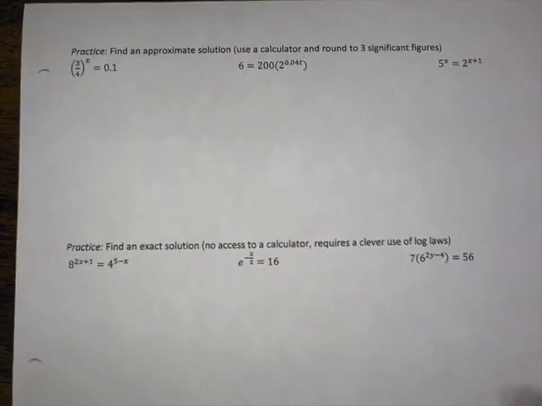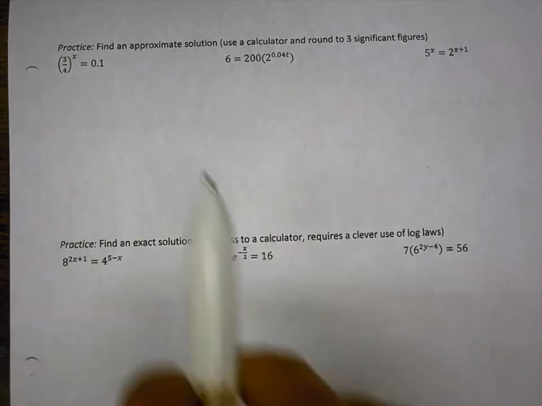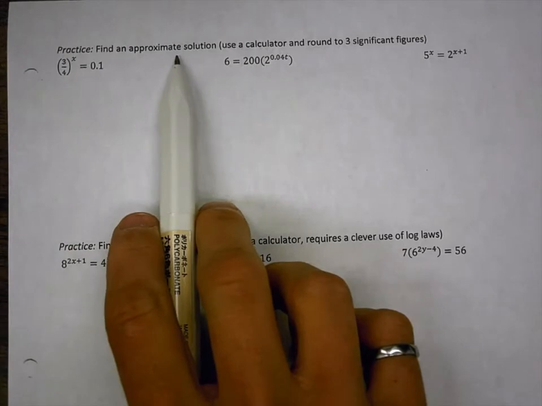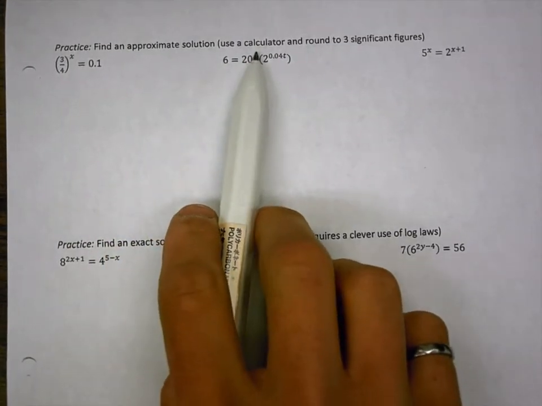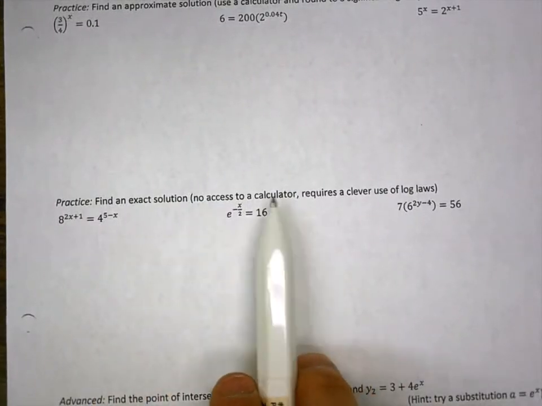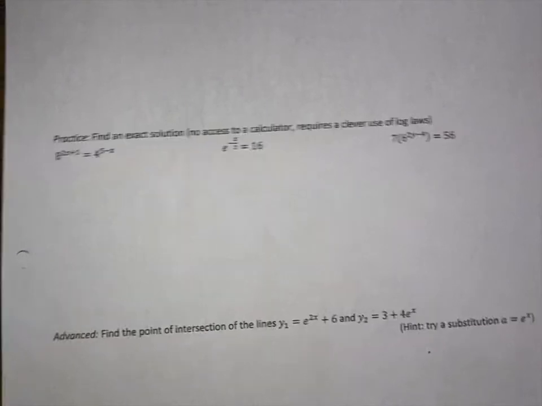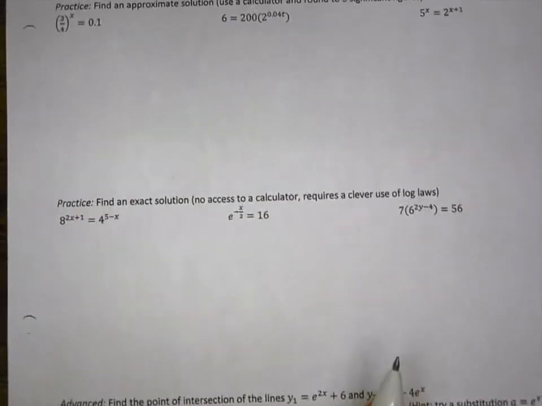So I have 3 sections of practice for you here. Again, what I'd recommend is to pause the video and try to do these yourself. In the first section, you're going to find an approximate solution, so you're going to use your regular calculator. In the second section, you're not going to have your calculator, you're going to try to use a clever use of log laws. And then we have an advanced question down here. So try those now on your own.